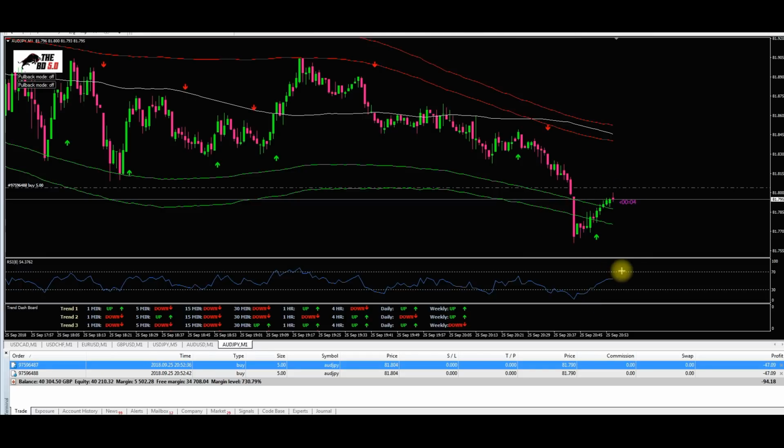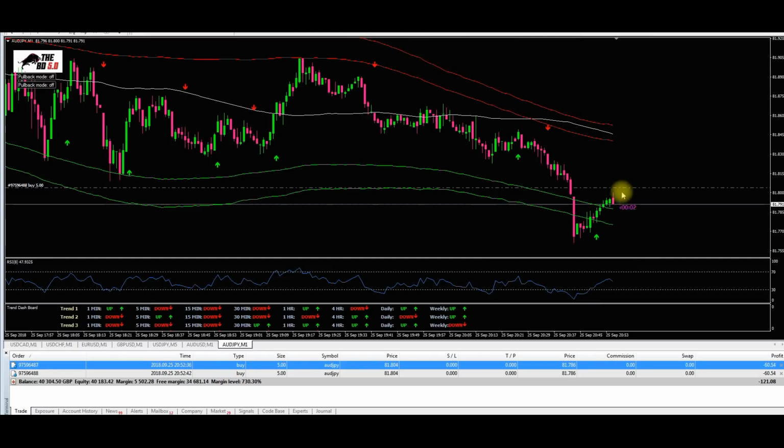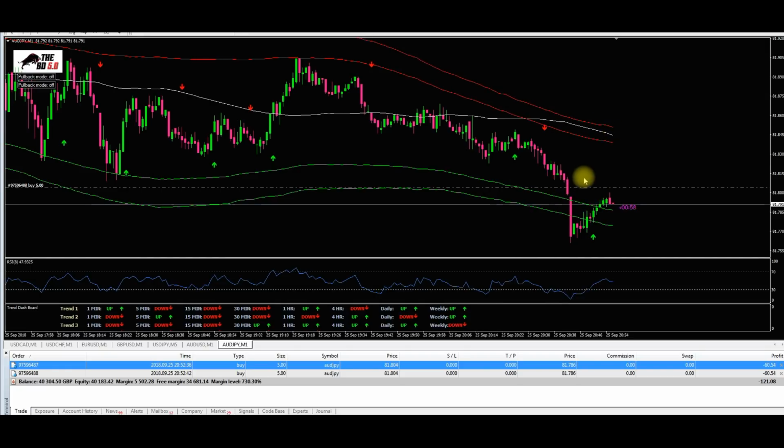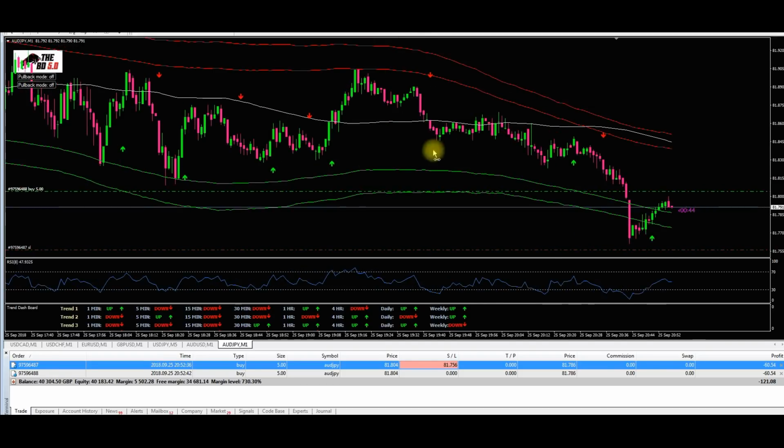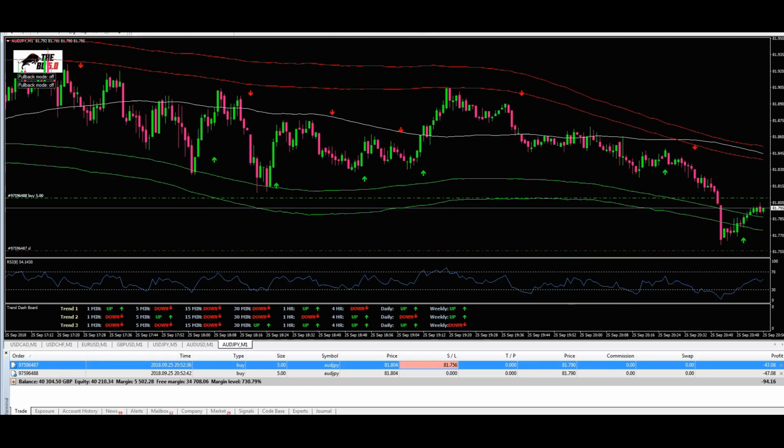Now, what I'm going to do is, this is the good thing about using this strategy, is because you can set your stop loss below this zone here. Okay, so I'm just going to bring my stop loss down here. Okay, and this is what I like about this strategy. Let me show you one here.